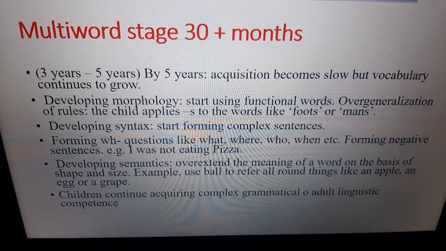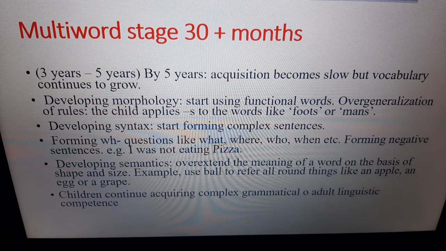Forming WH questions like what, where, who, when, etc. Forming negative sentences, for example, "I was not eating pizza." Developing semantics. Children overextend the meaning of a word on the basis of shape and size. For example, they use "ball" to refer to all round things like an apple, an egg, or a grape.